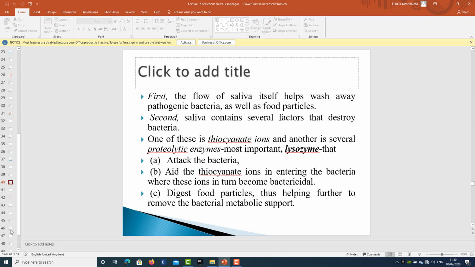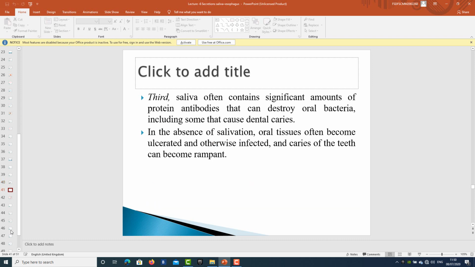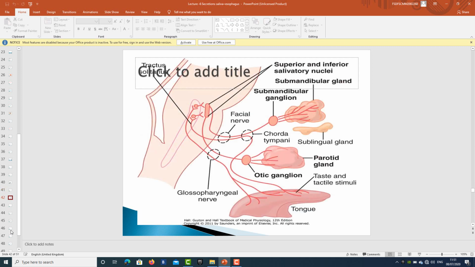It also digests the food particles, thus helping further to remove the bacterial metabolic support. Third, the saliva often contains significant amounts of protein antibodies that can destroy oral bacteria, including some that cause dental caries. In the absence of salivation, oral tissues often become ulcerated and otherwise infected, and caries of the teeth can become rampant.